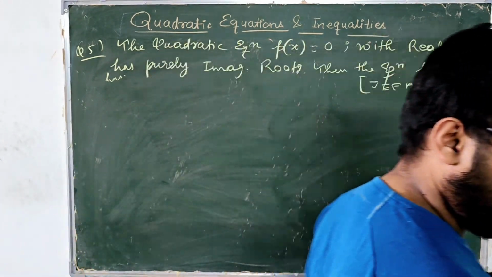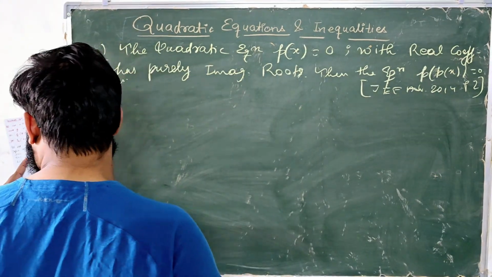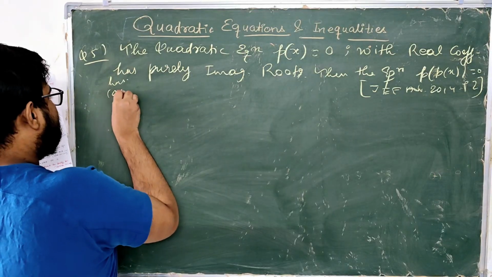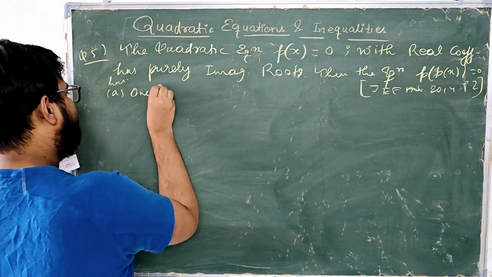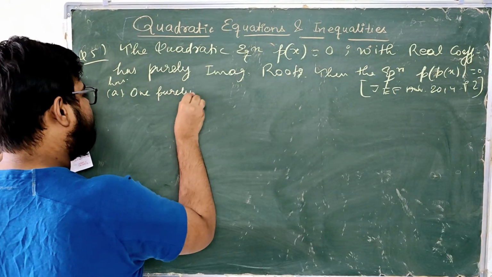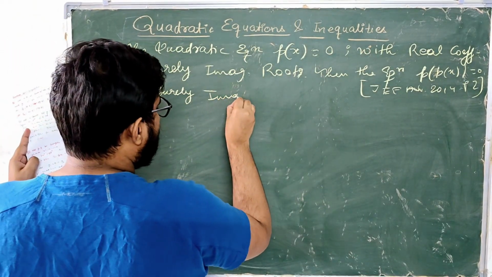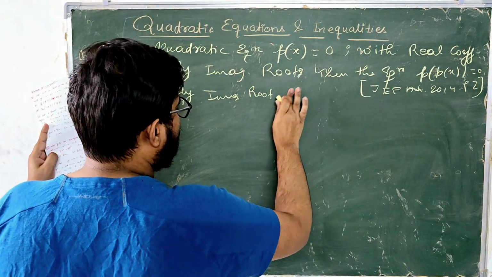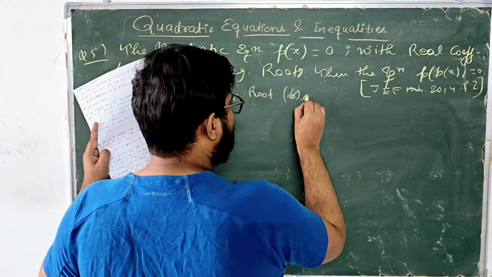So let me tell you the options. The options are: A, 1 purely imaginary root. Option B, all real roots.